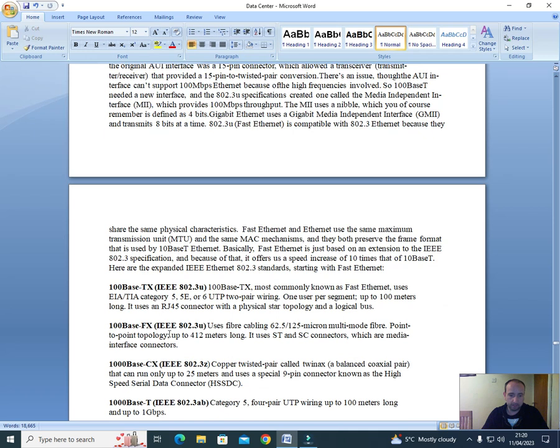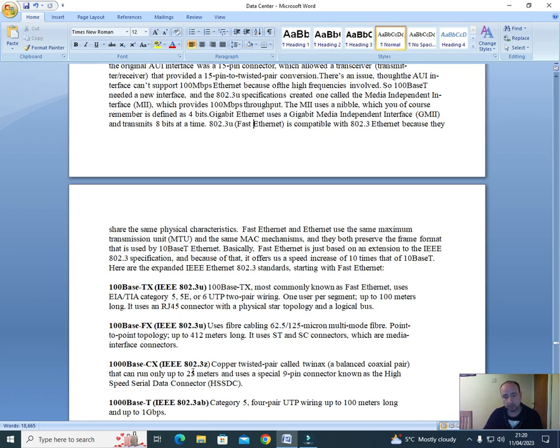100BASE-FX, IEEE 802.3u, uses fiber cabling, 62.5/125 micron multimode fiber, point-to-point topology, up to 412 meters long. It uses ST and SC connectors, which are media interface connectors.